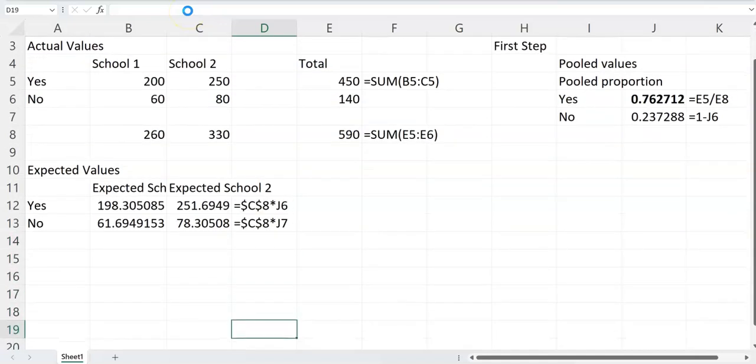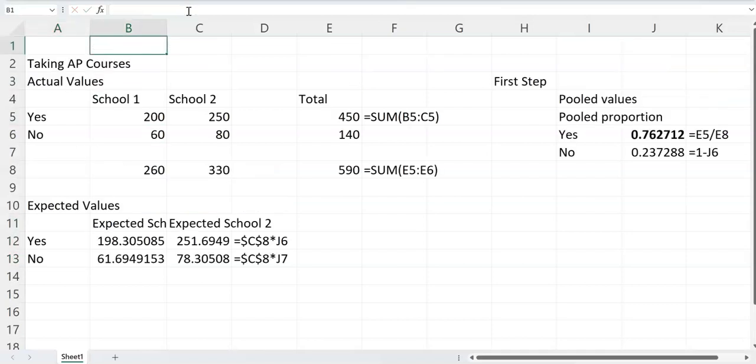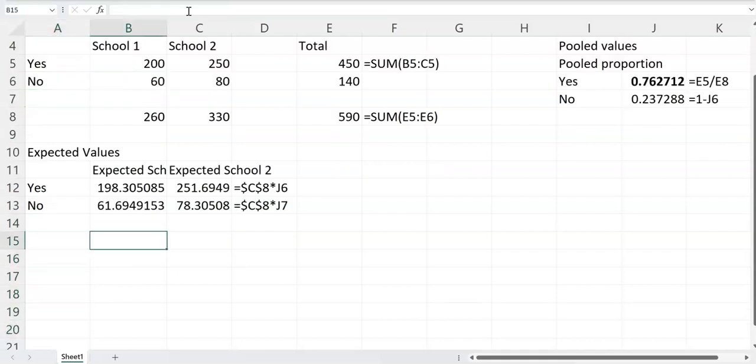Now, just to make it easier, let us write the formulas down here. We now have to calculate how far the actual values are from the expected values. So we are going to calculate something like a proportion. If this is my actual values, let's call it A, and those are my expected values, we are going to calculate A minus E.